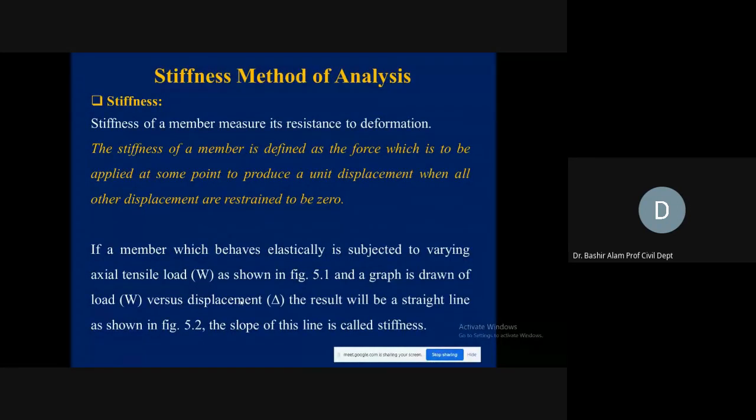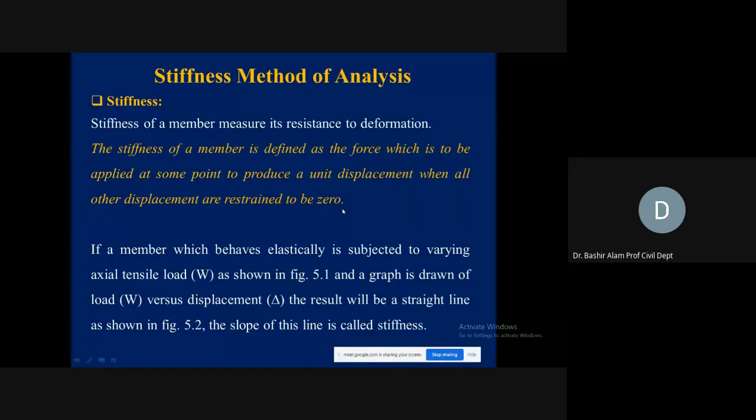Flexibility, if you recall, was the displacement produced by a unit action. This is now the other way around. Stiffness of a member is a measure of resistance to deformation. How do we define it? The stiffness of a member is defined as the force which is to be applied at some point to produce a unit displacement, that is, force per unit displacement, when all other displacements are restrained to be zero.